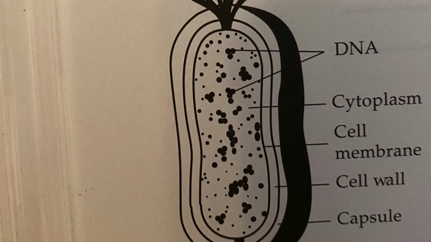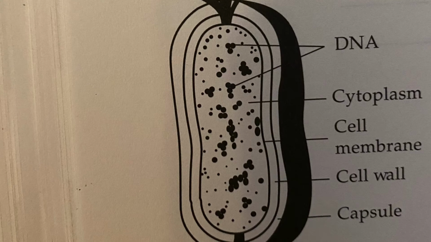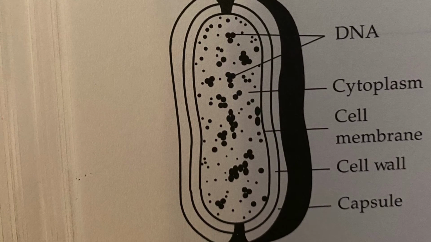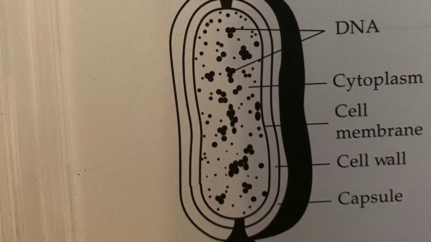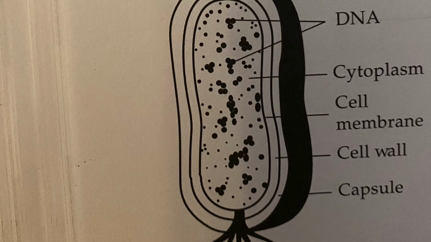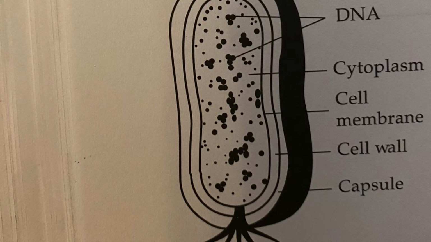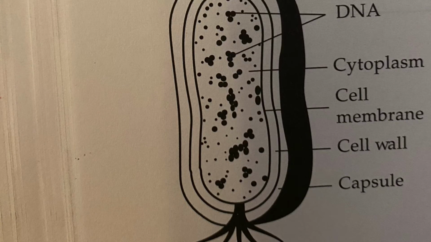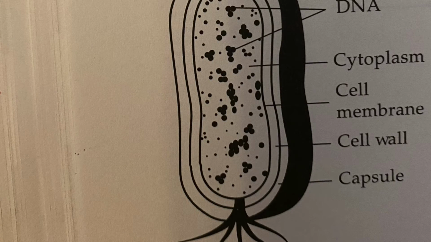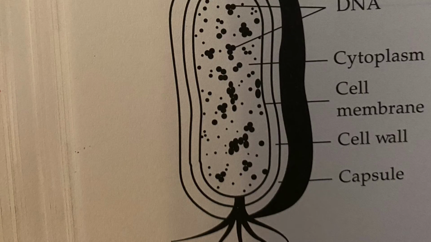This cell actually has a cell wall. That is something that we saw in plant cells. And besides the cell wall, it also has a capsule. Now, the capsule is a layer outside of the cell wall that protects the bacteria. So the bacteria actually is made out of many layers.